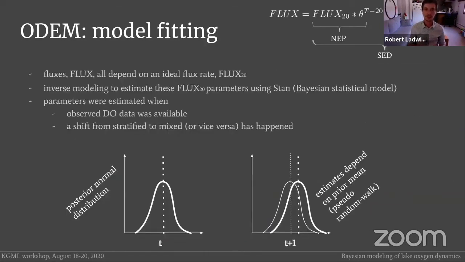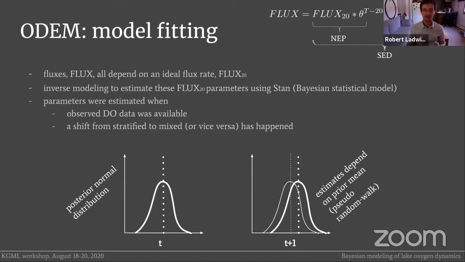So how did we do the model fitting? So all these fluxes I have shown earlier, they all depend on an ideal flux rate, which we call flux 20, which is kind of a black box. So we are using Stan, which is a Bayesian statistical model, to estimate these flux 20 parameters by running multiple chains of the model again and again. And every time when we had a new observed data point for oxygen, we estimated these flux 20 parameters again, and also when there was a shift from stratified to mixed conditions or vice versa.